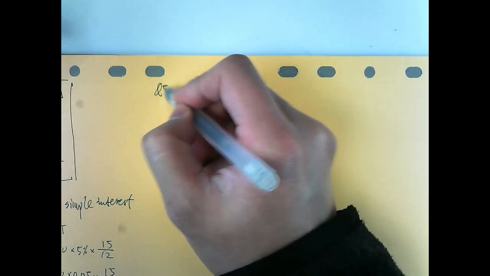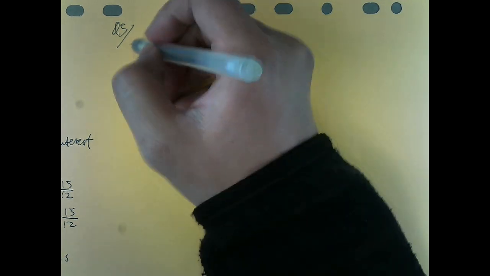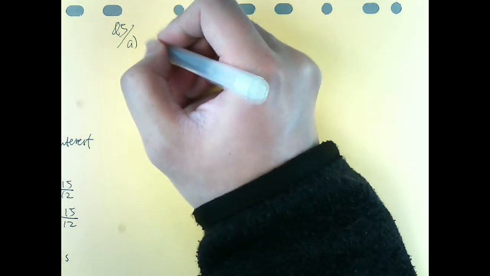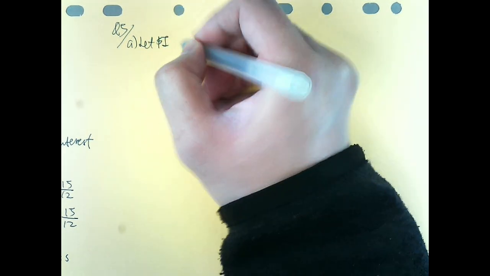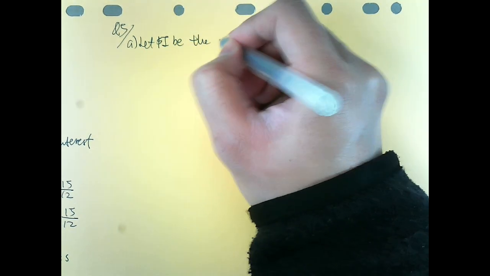Let's go to question 5. Read the story first. Ellen deposits 80,000. This is the P, put a P there. 7%, this is the R%. After 18 months, this is the T. Find the simple interest and the amount. So part A, you have to find the simple interest. Let $I be the simple interest.